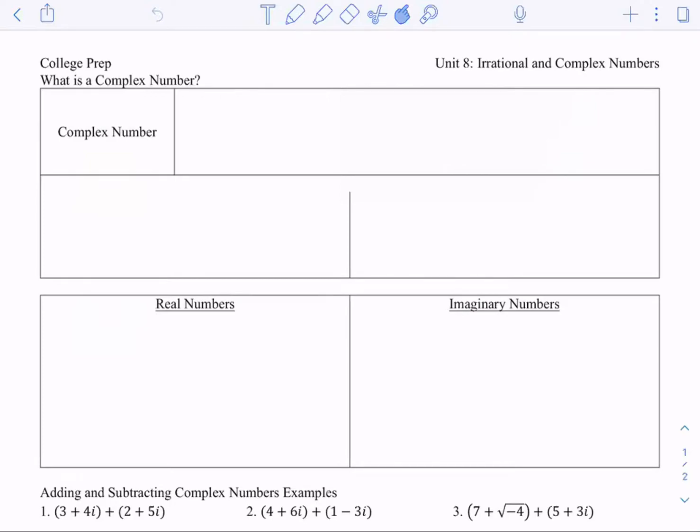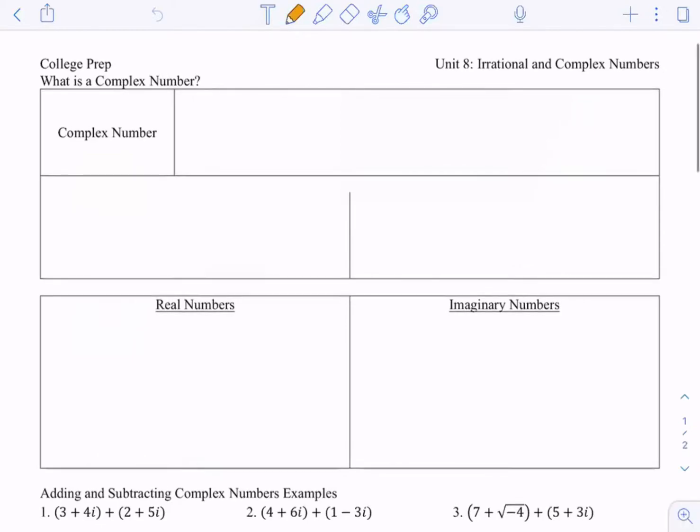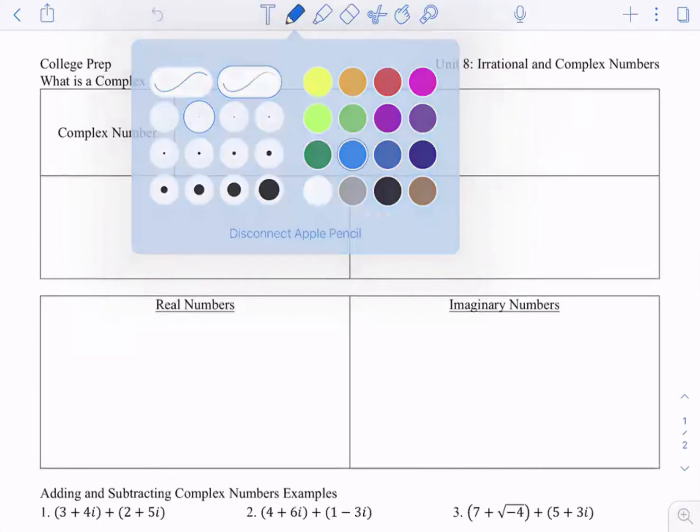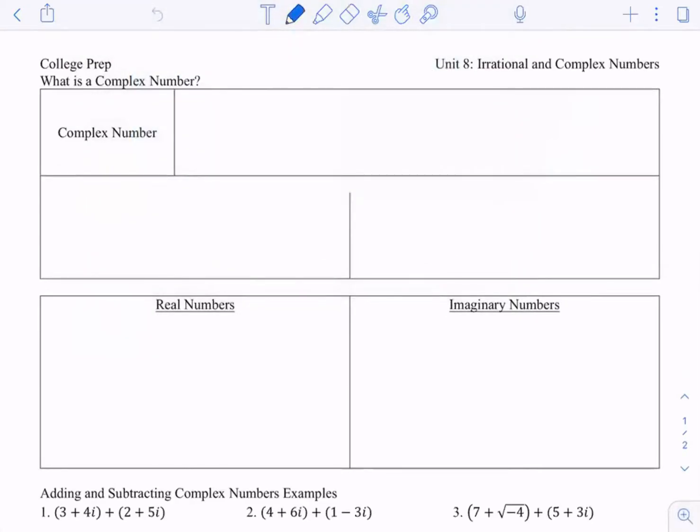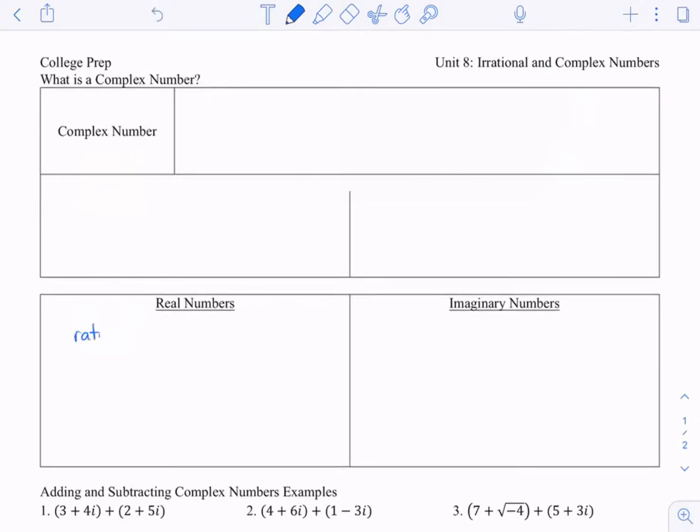So today we are going to learn about adding and subtracting complex numbers. But first, you really need to know what a complex number is. It's complex because it is a combination of a real number and imaginary numbers. So now you know a real number, and I'll put this down here. Real numbers consist of rational numbers and irrational numbers.